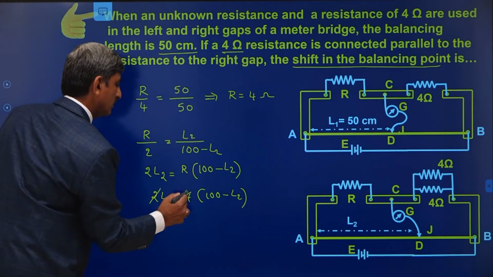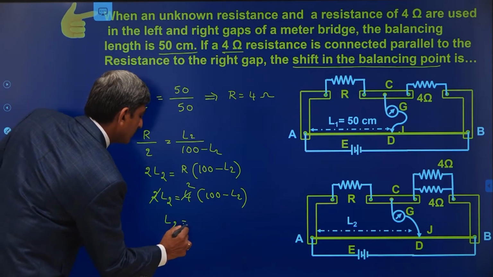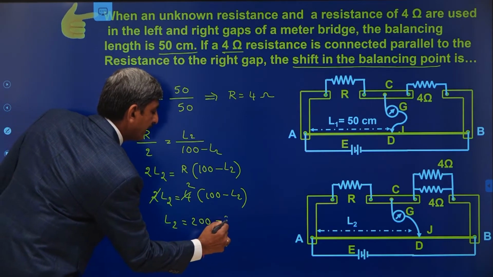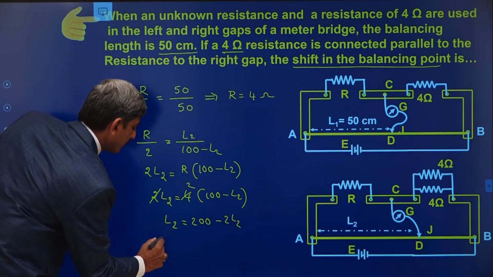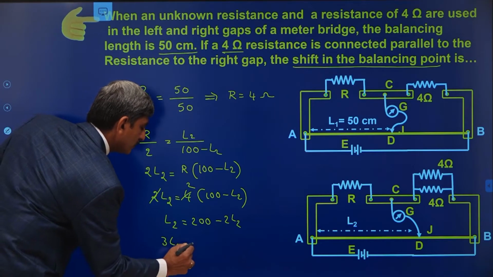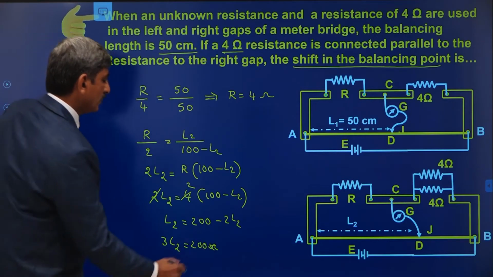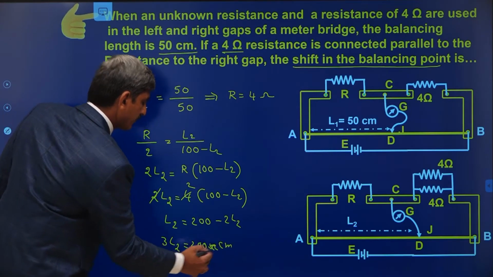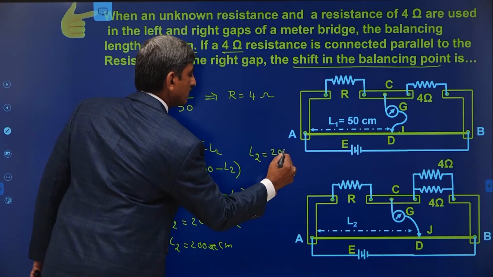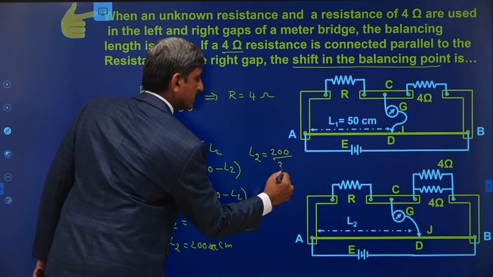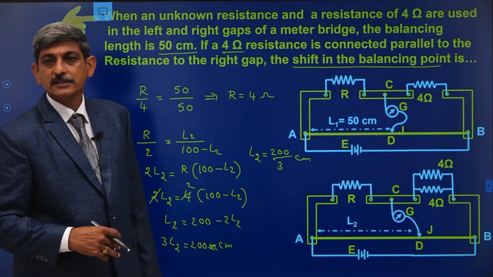Now 2 is cancelled for 2 times. From this we have L2 is equal to 200 minus 2L2. By taking this 2L2 to this side, we have 3L2 is equal to 200 centimeters. From this we have L2 is equal to 200 by 3 centimeters. There the problem is not completed.